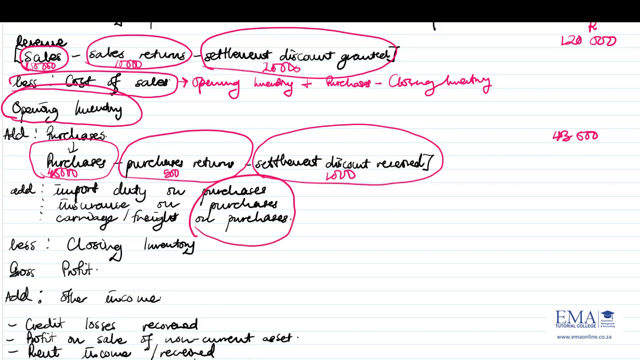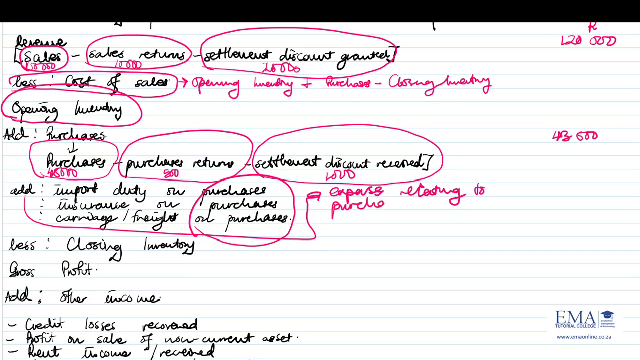Then we add expenses that relate to purchases. Let me write that down. You only add here what we call expenses relating to purchases. What do you mean?